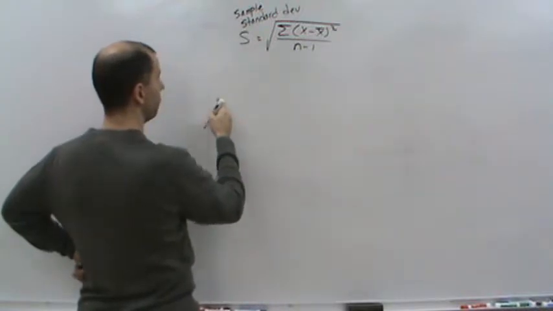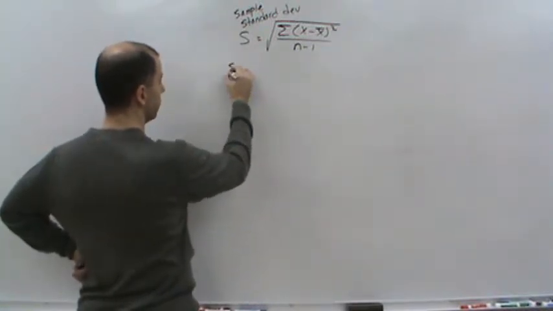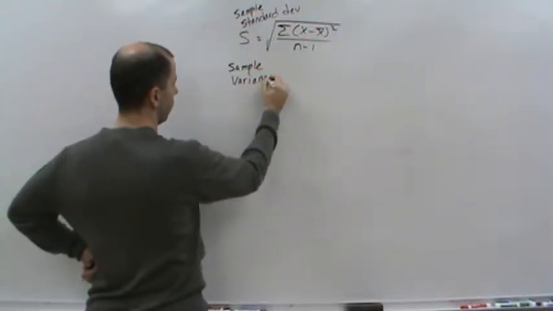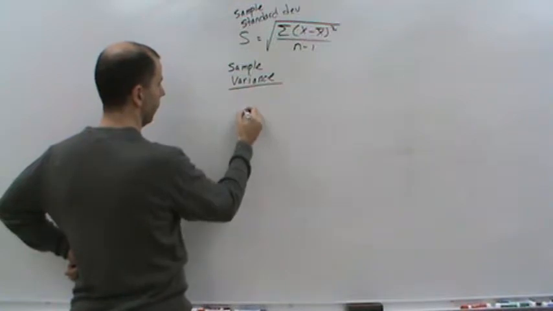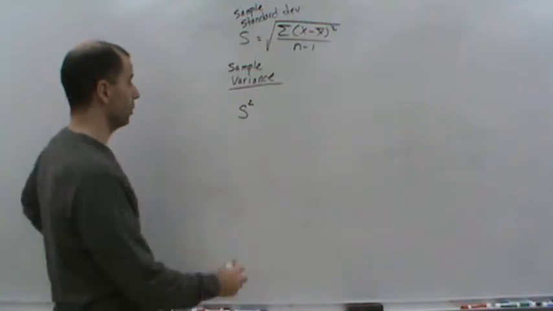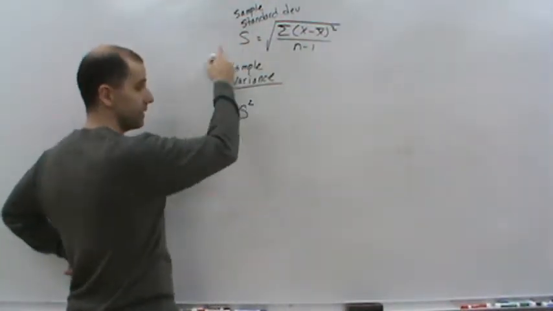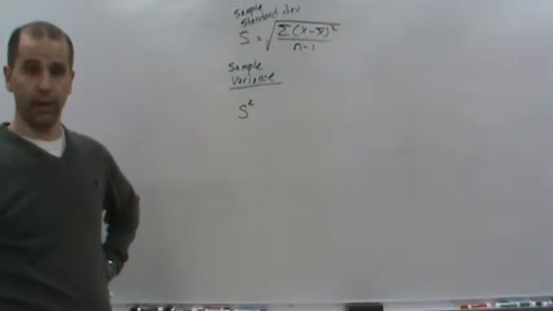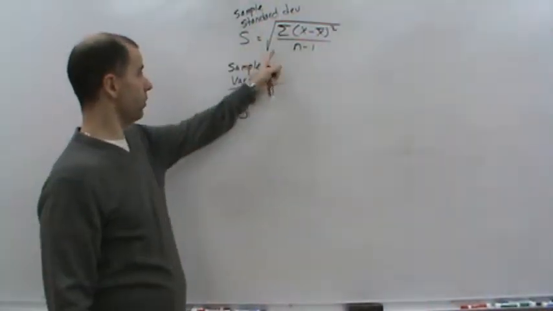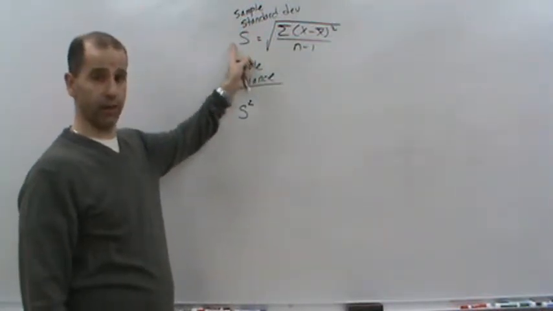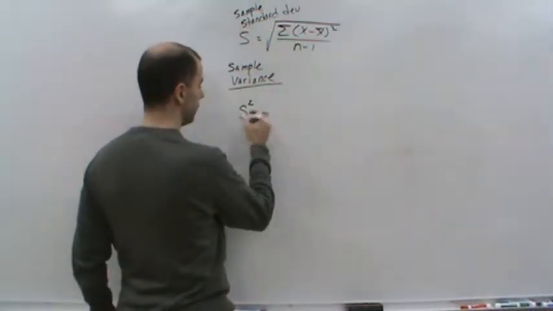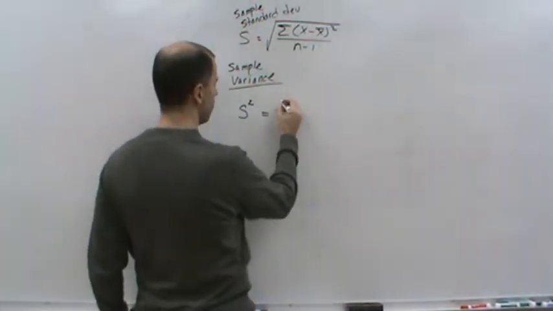So here's standard deviation. To get variance, in this case sample variance, it's just S squared. Literally all you're doing is taking the sample standard deviation and squaring it. In other words, you're dropping the square root sign, because when you take the square of this, you're undoing the radical, the square root. So literally the sample variance is just this.